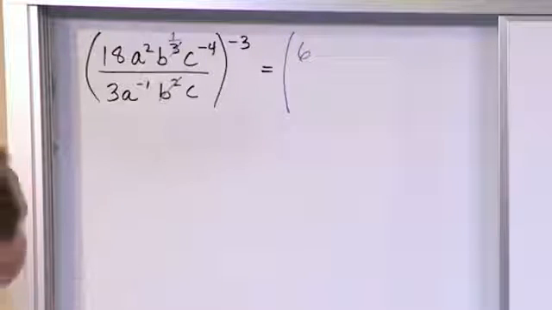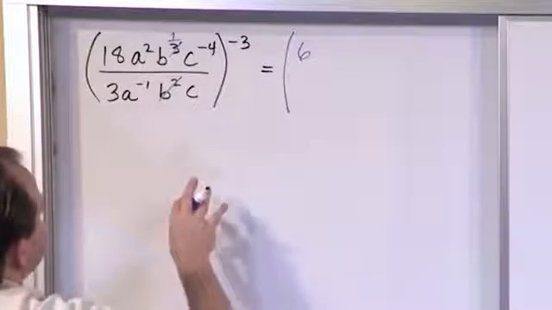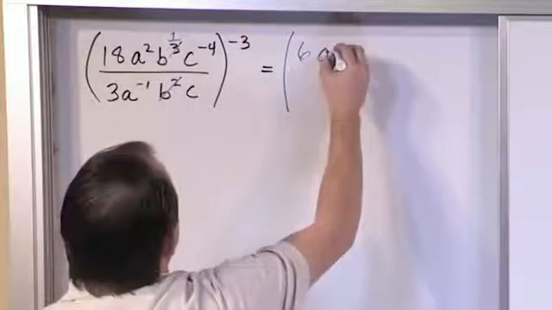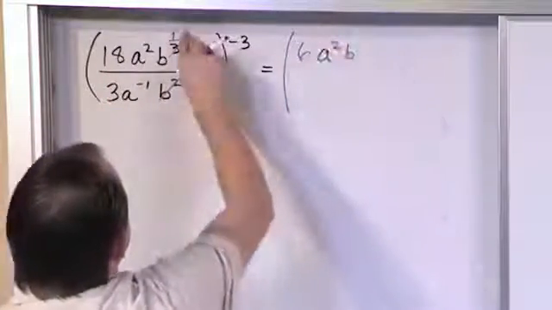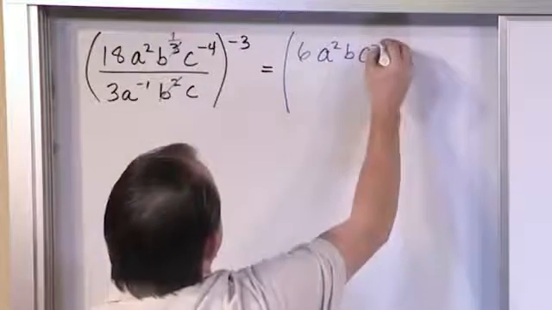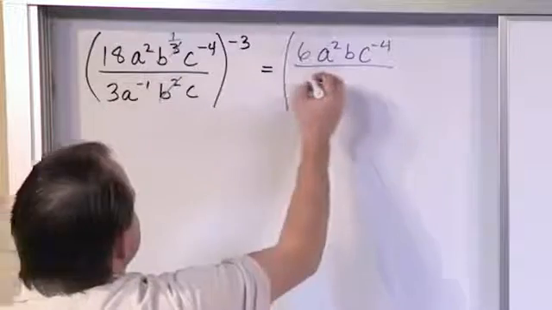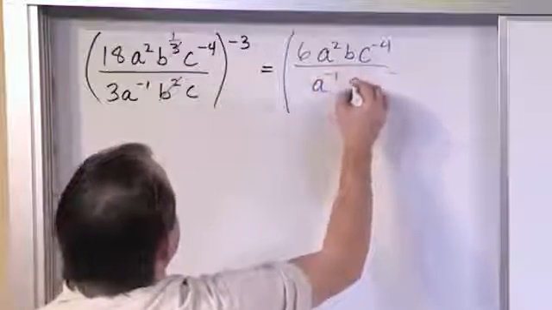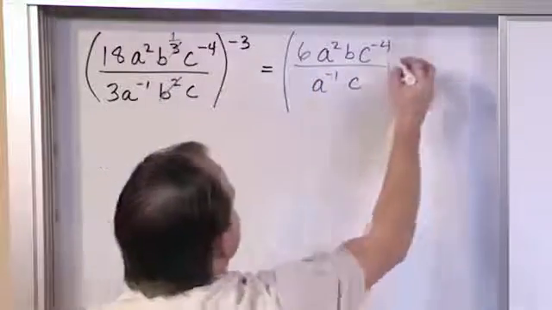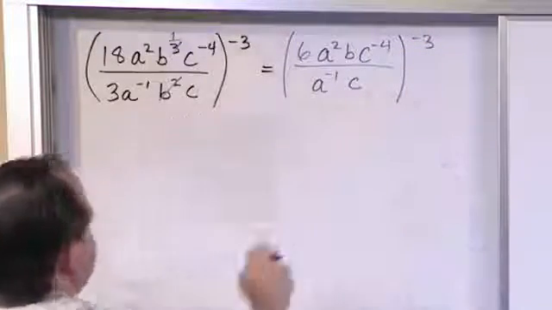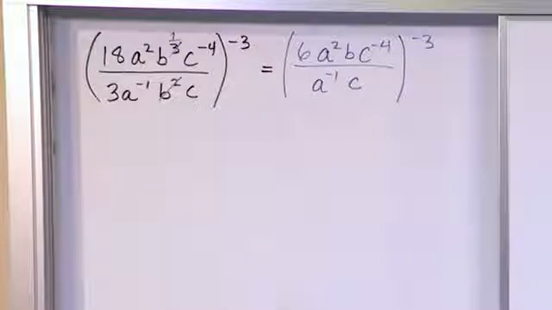So that's probably enough to do in one step. I could probably do more, but I'm going to leave it there. So the 6 comes from 18 divided by 3, and then I'm going to have a squared times b to the 1st power, that's what's left over, times c to the negative 4. The 3 is gone because I did the division. I have a to the negative 1 times c. The b squared is gone because it was canceled. All this is raised to the negative 3 power. Okay? So let me switch colors.